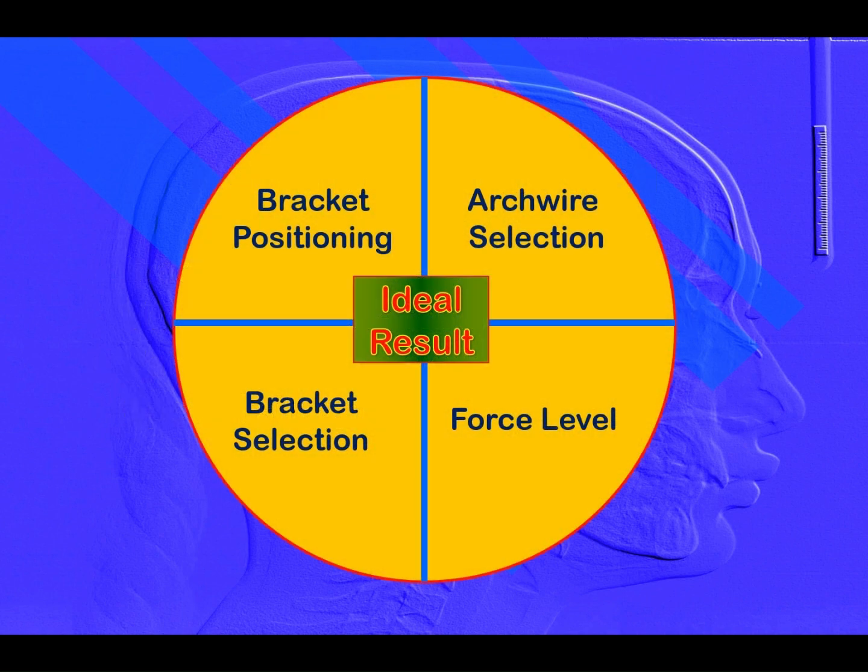In pre-adjusted edgewise appliances, the ideal finishing of the occlusion depends on precise bracket placement, appropriate bracket and arch wire selection, and optimum force level. If there is a compromise in any of these four factors, then optimum finishing of the occlusion cannot be achieved.